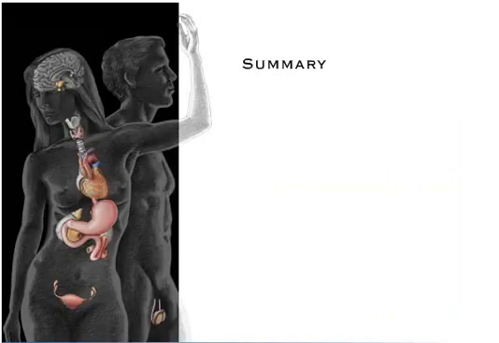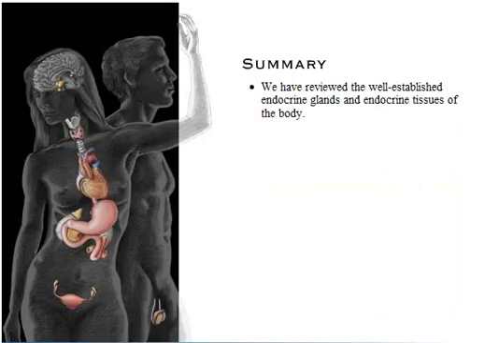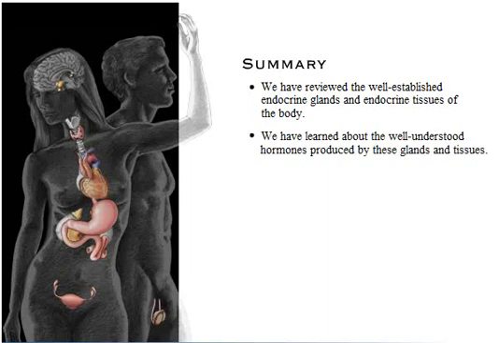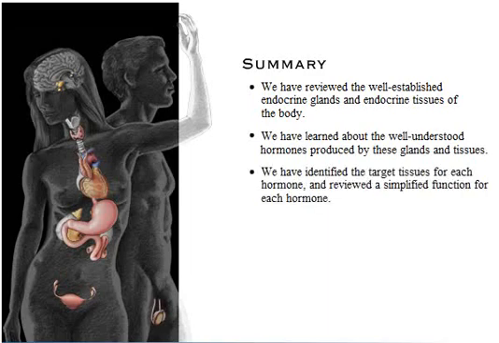Here's a summary of what we've covered. We have reviewed the well-established endocrine glands and endocrine tissues of the body. We have learned about the well-understood hormones produced by these glands and tissues. We have identified the target tissues for each hormone and reviewed a simplified function for each hormone.